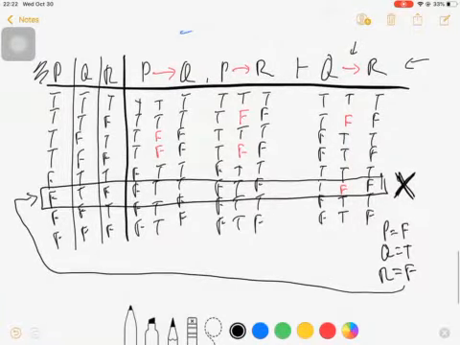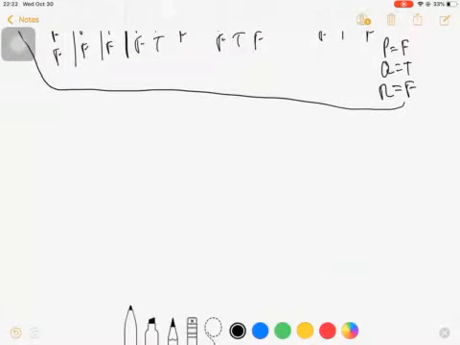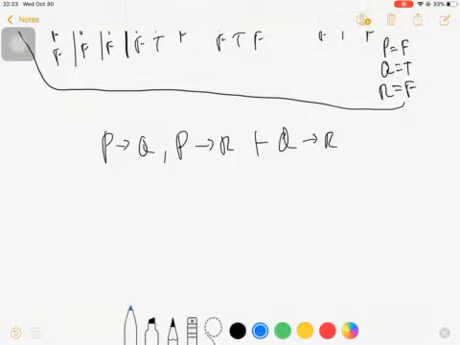Again, this is kind of long, so let's do it a different way instead. The short way. What we do is write down our argument first. So we write down P arrow Q, P arrow R, therefore Q arrow R. Then we want to force the premises and the conclusion to be what we want them to be. We want the conclusion to be false while the premises are true.